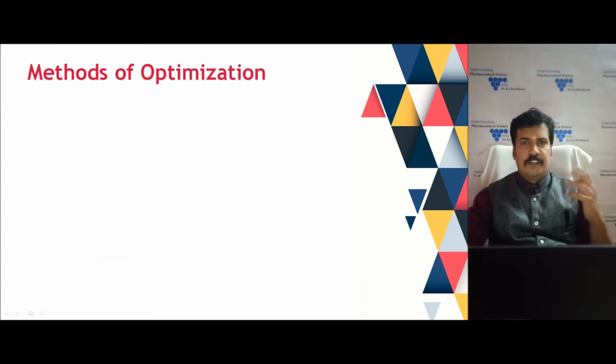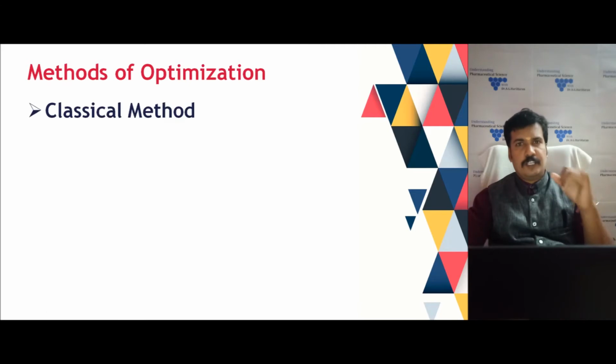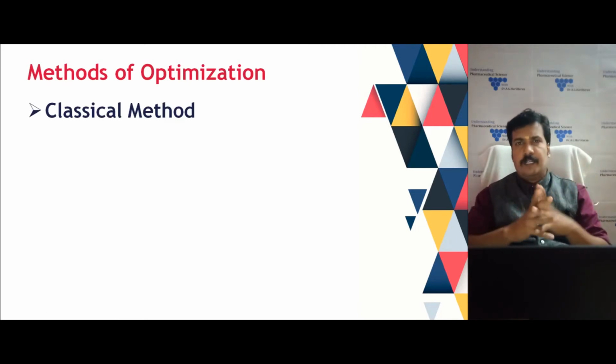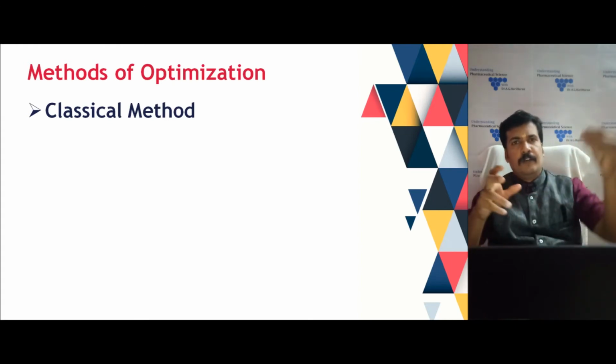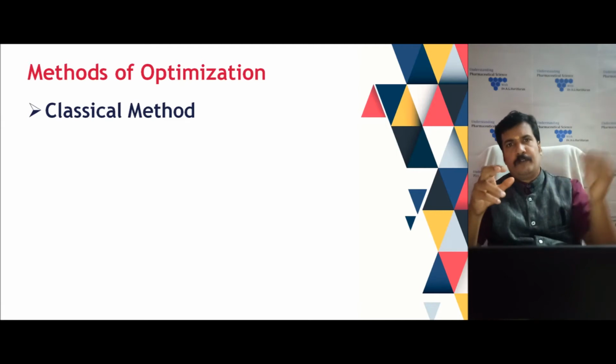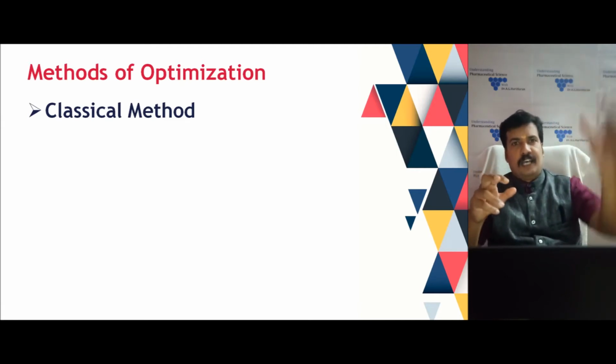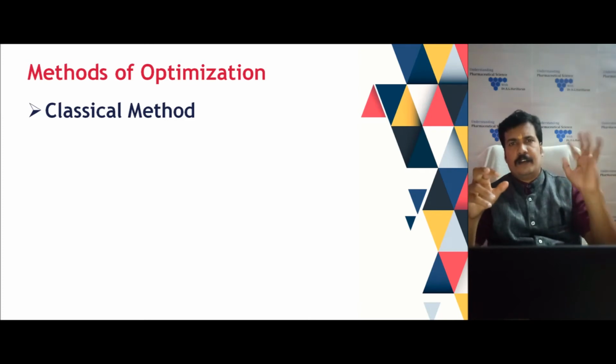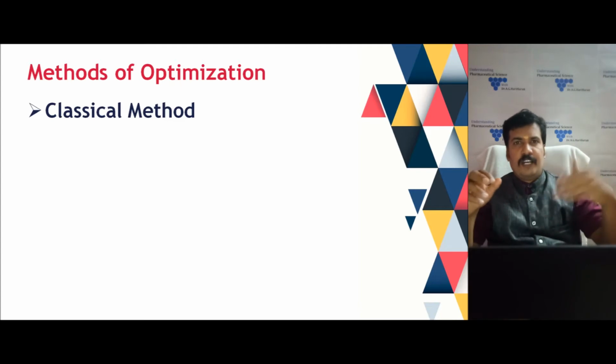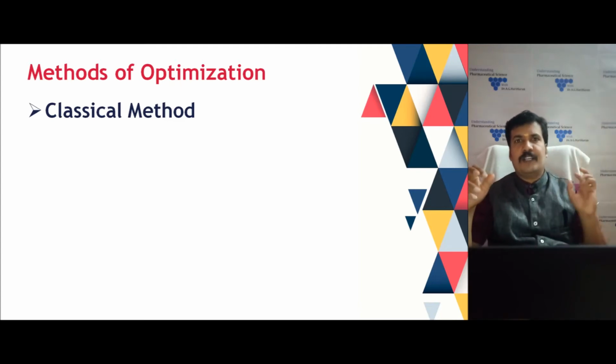So the different methods of optimization, the first one is the classical method. It's a very simple method. We have a fermentation media composition. What we will do is keep a particular variable, for example carbon source, and vary it, whereas other sources like nitrogen, hydrogen, oxygen, we keep constant. So if we run different experiments, I can optimize the carbon source.